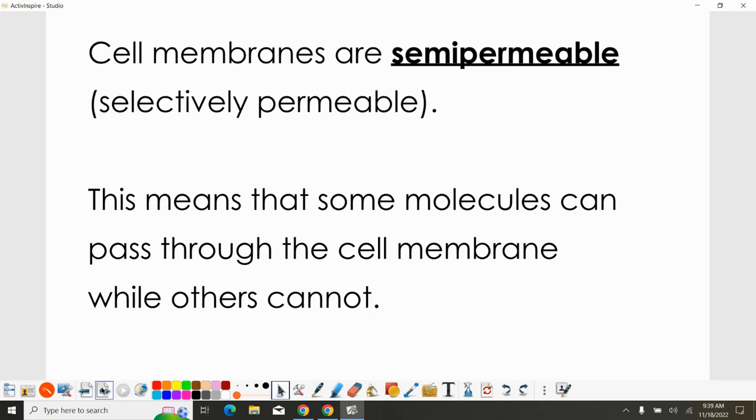The cell membrane is semi-permeable. This means it's selectively permeable. It lets certain things pass through it, while at the same time blocking other things from getting in. That's what semi-permeable is all about. It lets certain things into our cells, while at the same time actively keeping other substances out.